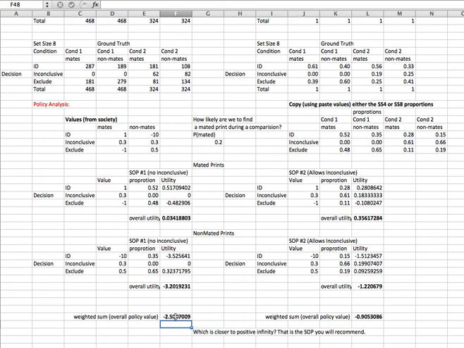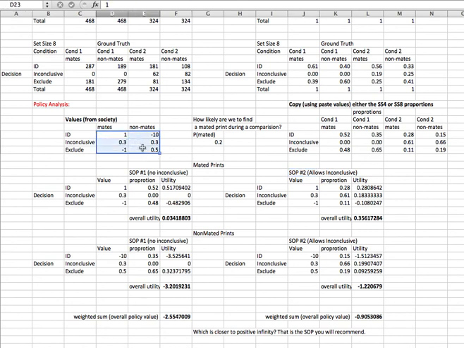And now we can compute the overall policy value associated with the SOP1, which is not allowing inconclusives, versus SOP2. And we can see that SOP2 once again has a higher overall utility, the overall policy value, that would suggest that based on these values that we observe from society and the data that we observe from our participants, we would prefer the SOP2 that allows inconclusives, because it provides a greater overall value to society based on our values here.